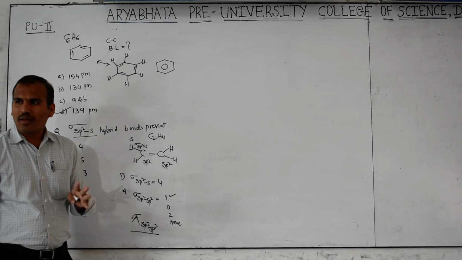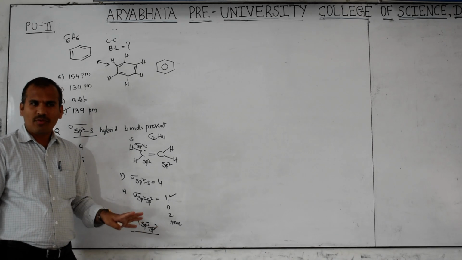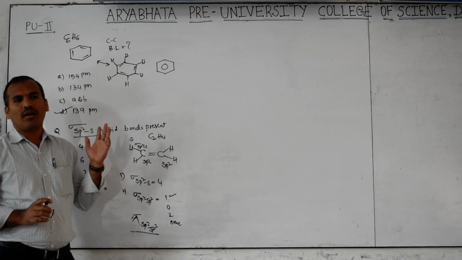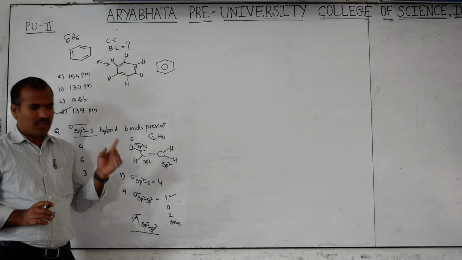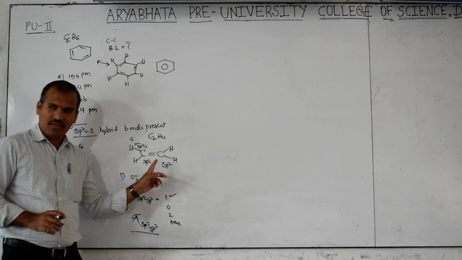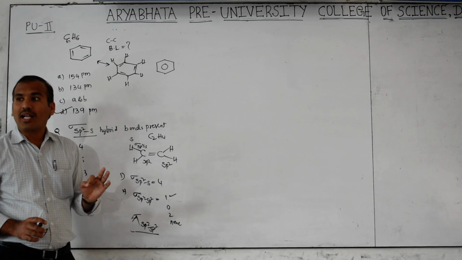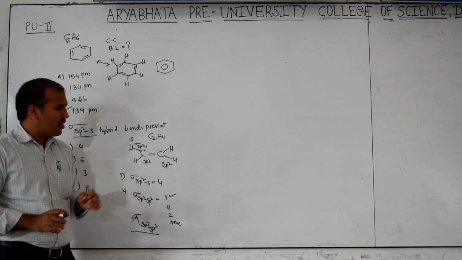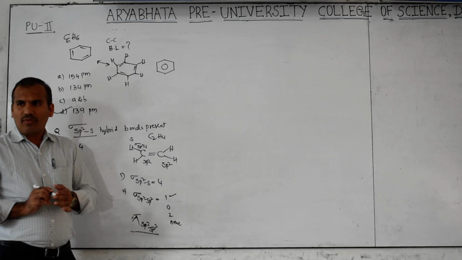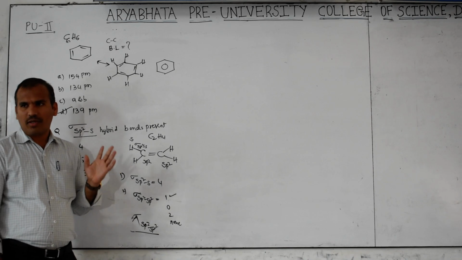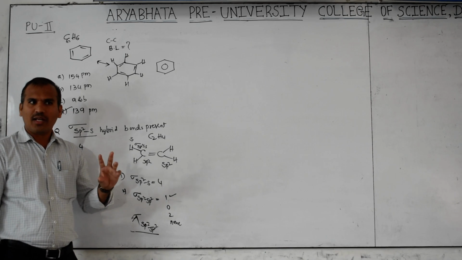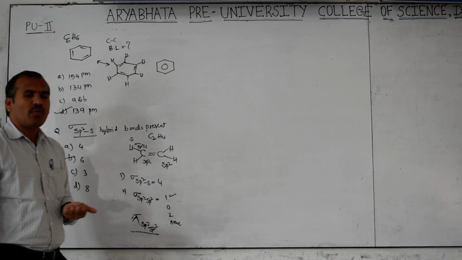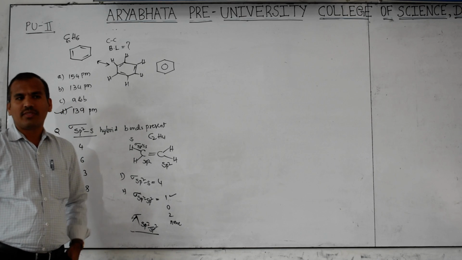But this is not a pi sp2 bond, because a pi bond is formed by which one? Unhybridized orbitals. And these are which one? Hybridized orbitals. A pi bond is formed by unhybridized orbitals. That also you have to think, keep in mind, otherwise it is not done. A sigma bond is always formed by hybrid orbitals, a hybrid orbital overlapping with another orbital. So a hybrid orbital forms a sigma bond.